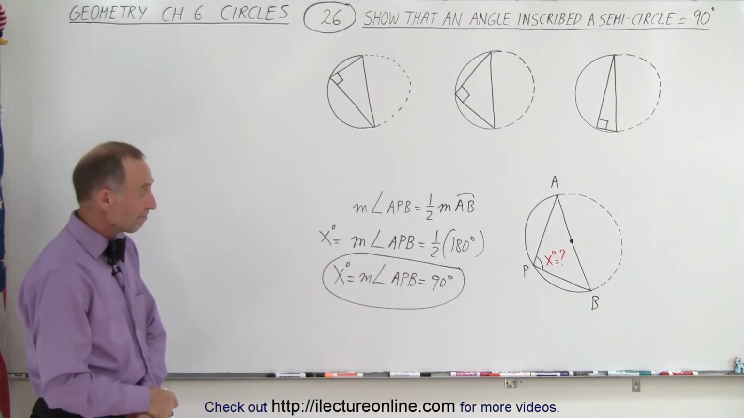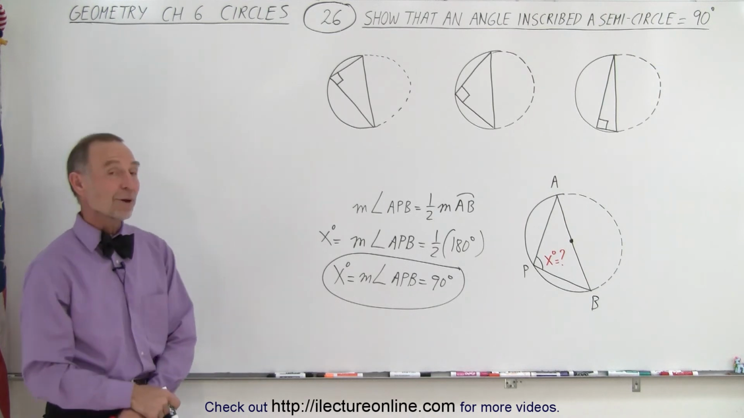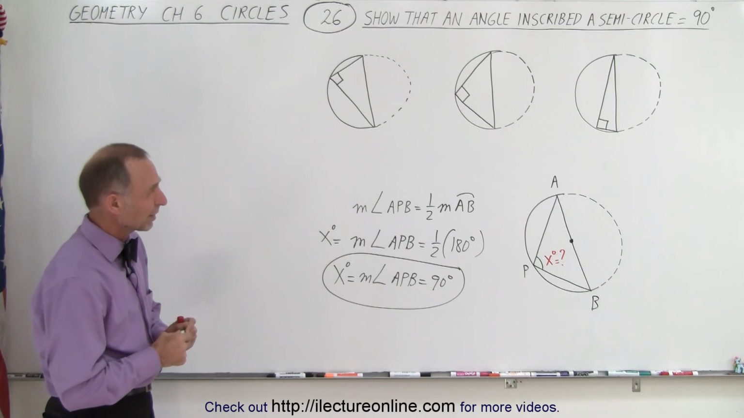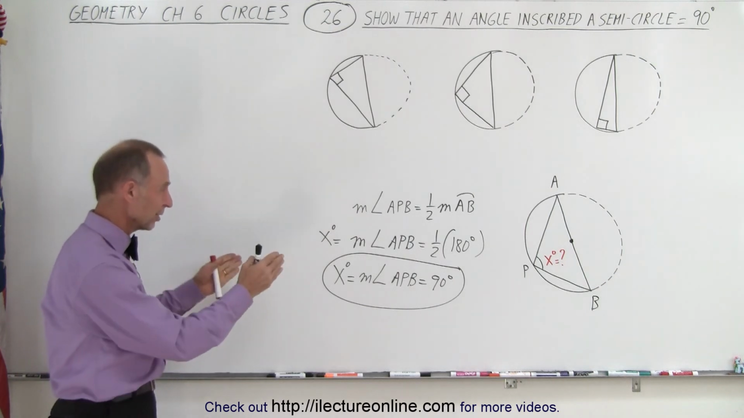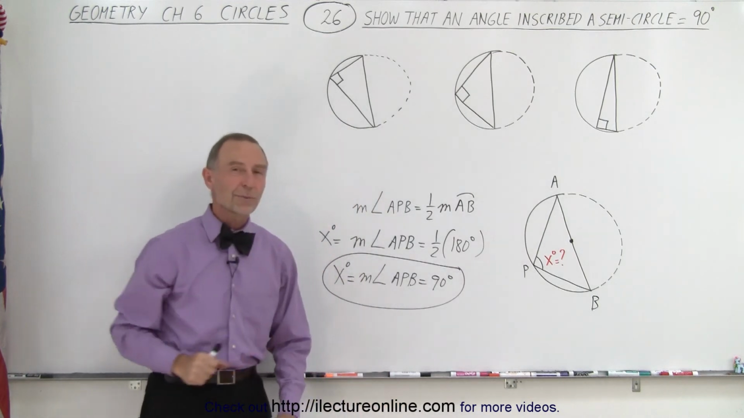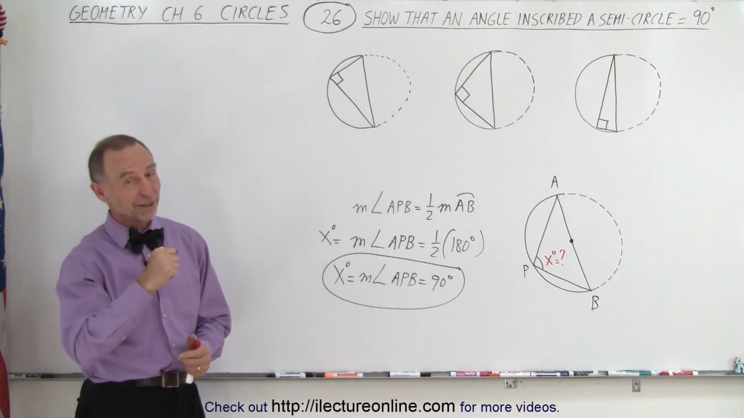So you can see it makes a lot of sense. It seems odd. When I first saw that, I went, are you sure about that? Always 90 degrees? But sure enough, it doesn't matter where you put the point on the semicircle, it is always going to be a right angle, and that is how it's done.